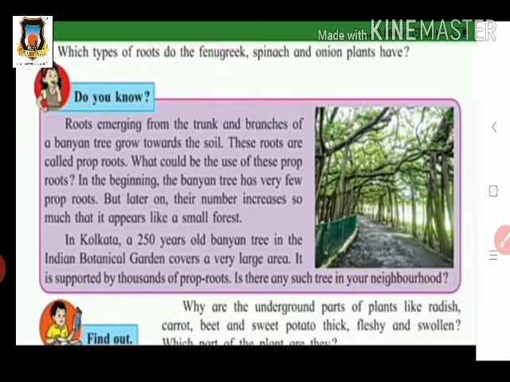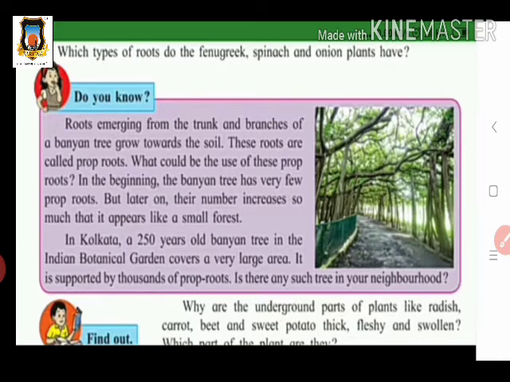So collect the images of different types of roots and send them to your friends via email. You can also find out the information related to the roots and their types on the internet, and also you can email such information to your friends. You can also find out why potato and carrot like plants have a fleshy and swollen part, and which part of the plant it is, either it is stem or root or fruit. So you can find out this answer.